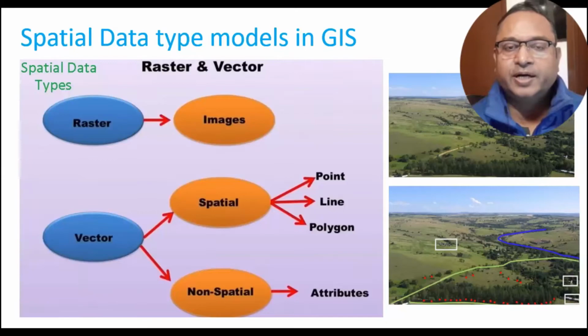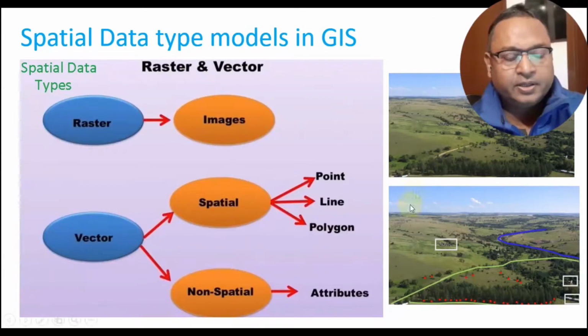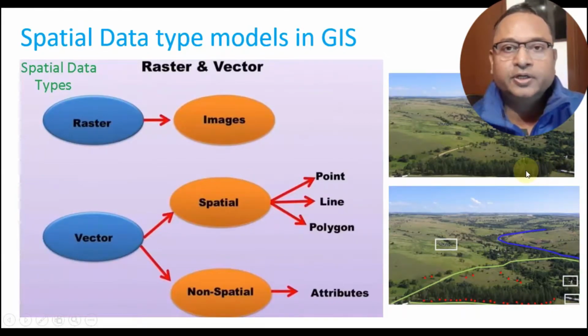Two kinds of spatial data models are used in GIS. One is the raster model and one is the vector model. In the raster model, information is stored in a rectangular grid of pixels. For example, as you can see on the screen, on the right hand side, there is an image, and the information of this image is stored in terms of pixels. Every pixel has a unique value. For example, the pixel value at this place will represent a shade of blue color, and here the pixel value will represent a shade of green color.